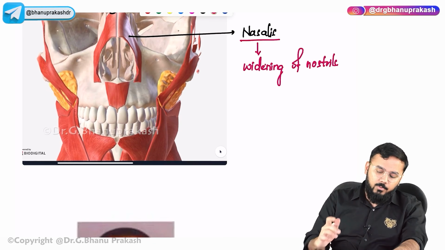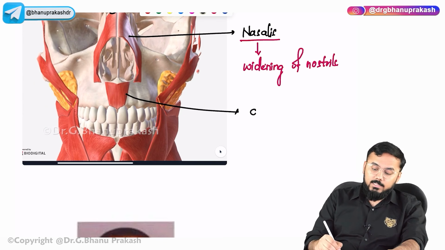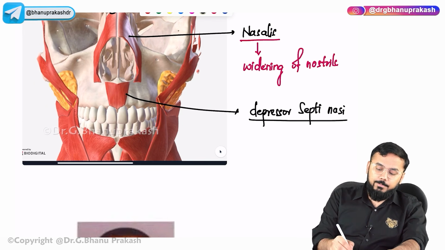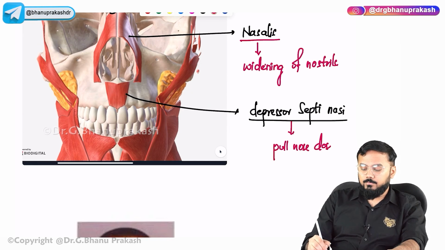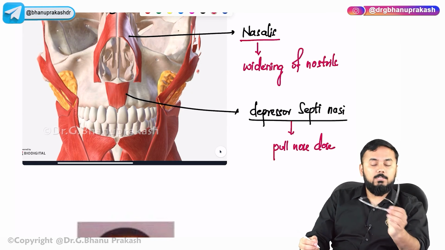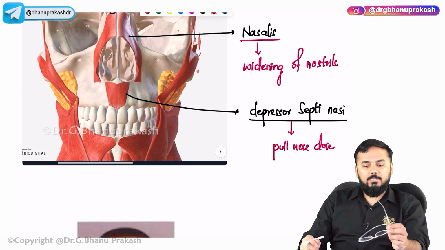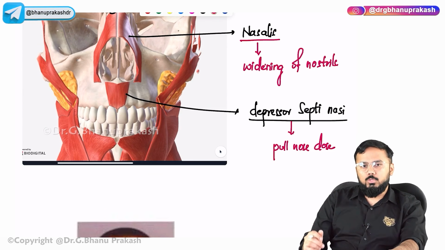Okay, next important thing is this particular muscle. What is this muscle over here attached to the nose? This is called depressor septi nasi. What does this depressor septi nasi do? This will pull the nose down. So if I contract this muscle, this is how the nose is pulled down. So this is depressor septi nasi, which is responsible for pulling your nose down.